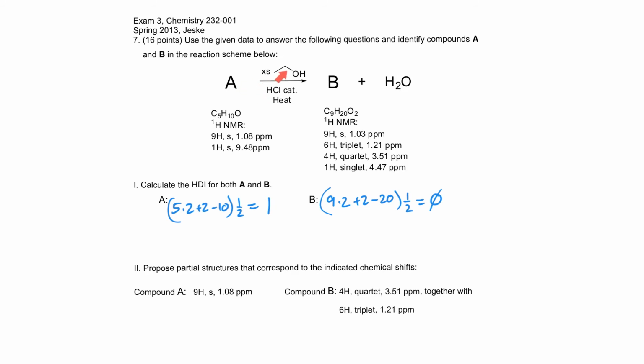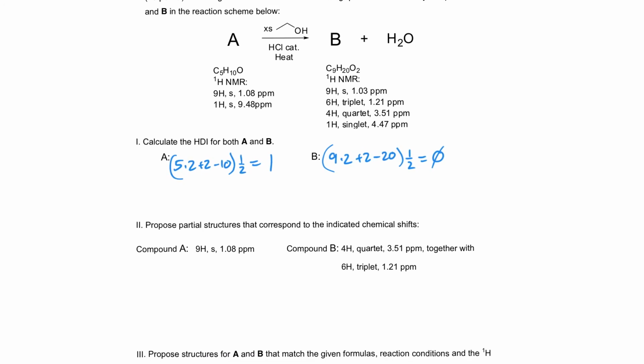We've also added excess ethanol to the molecule, and the difference in carbon count here is 4. The difference in hydrogen count is 10. So it kind of looks like we're adding 2 ethyl groups, which are 4 carbons. And let's see what the proton NMR shows us. The second question then is to propose partial structures that correspond to the indicated chemical shifts.